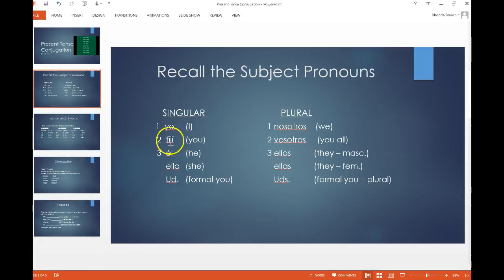So when you have a person's name, or anything for that matter, it's going to be third person. If it's more than one person, it's going to be third person plural. So that's what you're going to do when you have something that doesn't fall within this category. A person's name will always be third person. If it's more than one, third person plural.